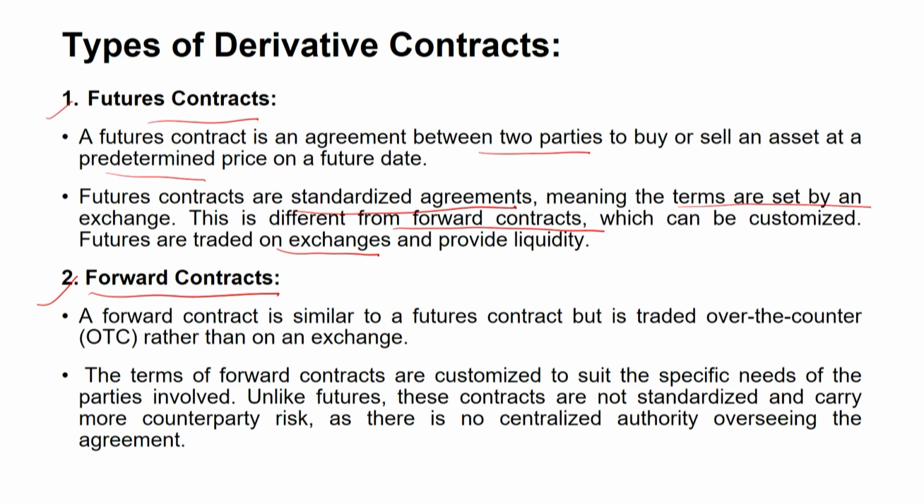Then come the forward contracts. These contracts are similar to futures contracts. All the characteristics are the same, but they are traded in the over-the-counter market, which means they are not traded with the help of the exchanges. So forward contracts are custom tailored. They suit the specific needs of the parties involved in the contract. Unlike futures, these contracts are not standardized and they have counterparty risk. That means if there is any default by the counterparty, no authority will help you or oversee the agreement in case of any dispute under the forward contract.